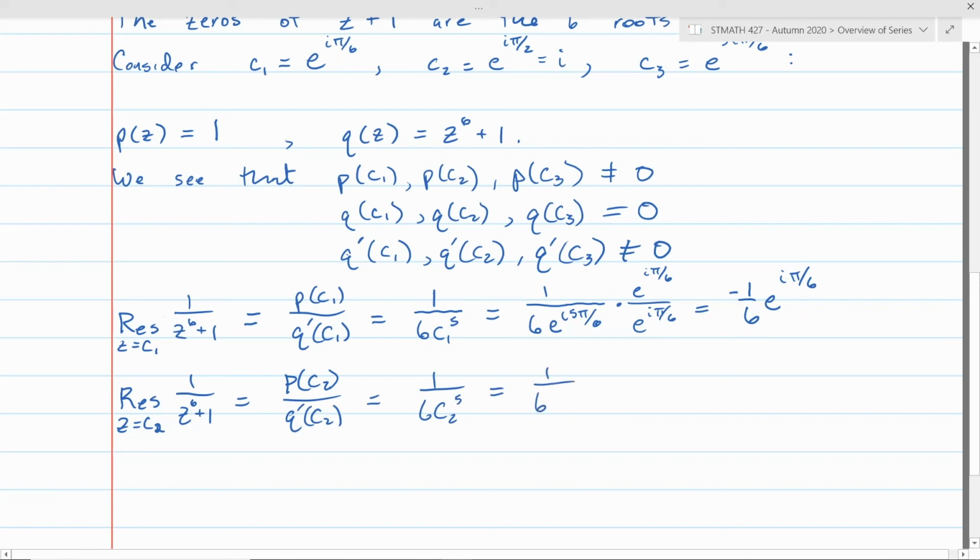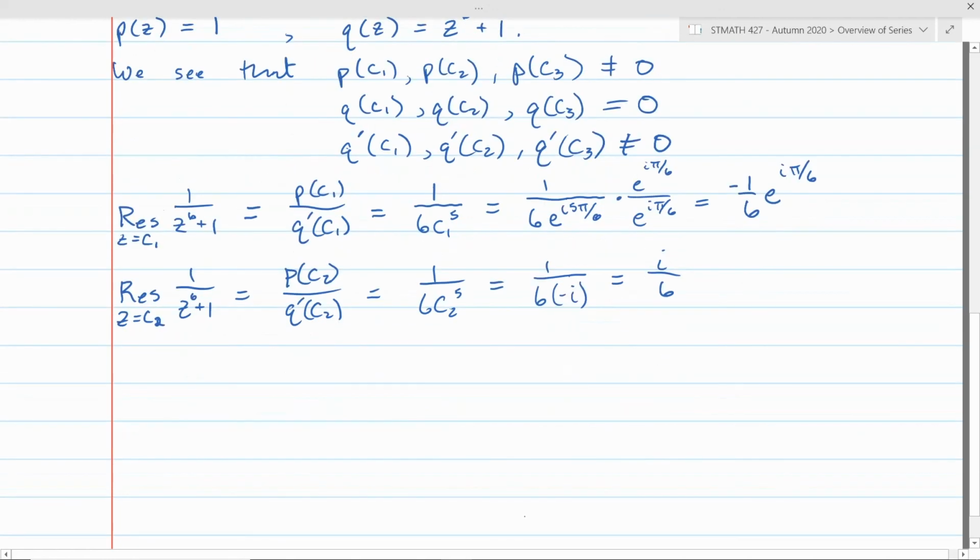Okay, c2, remember, is really just i, so this is i to the 5th. So i to the 5th is just negative i. And remember, 1 over i is negative i, so this would just be the same thing as i over 6. And then the last residue at z equals c3. So that's 1 over 6 times c3 to the 5th.